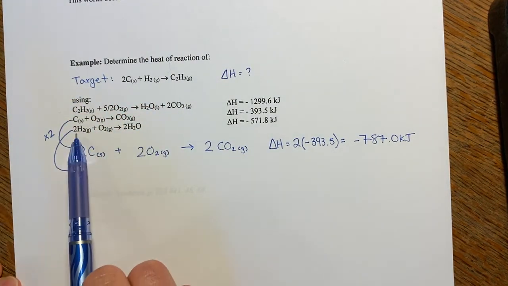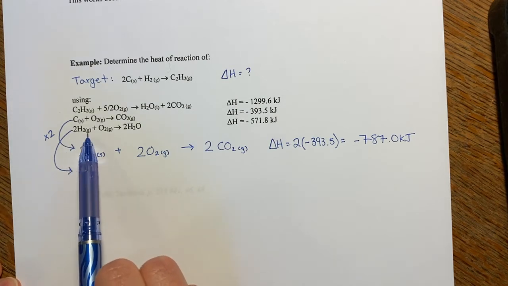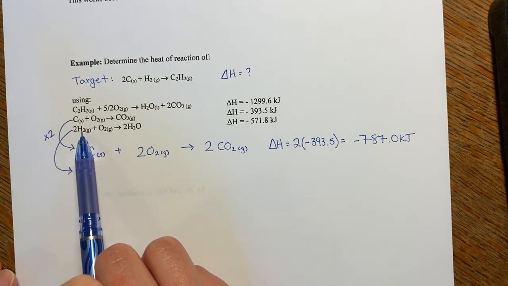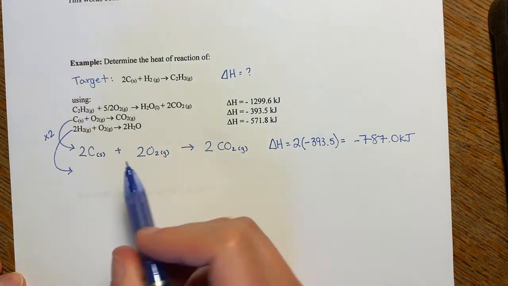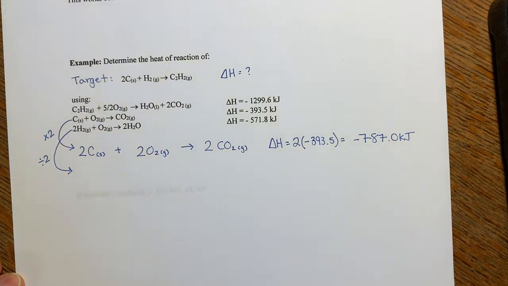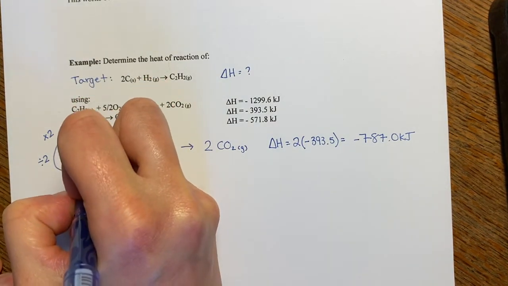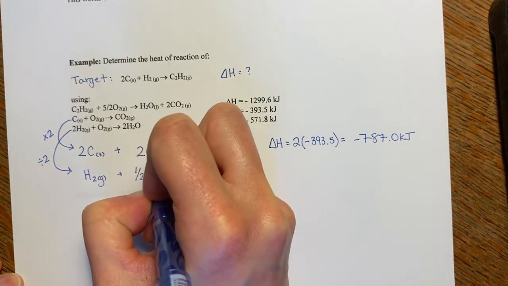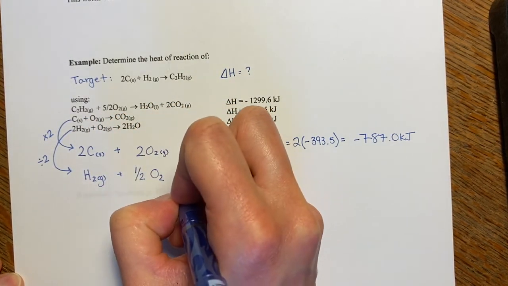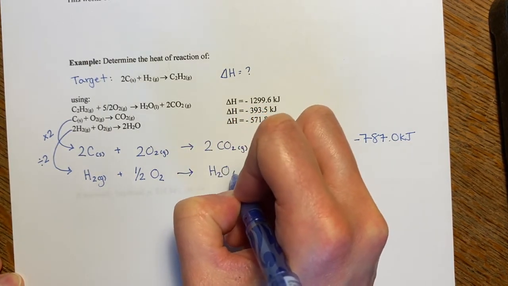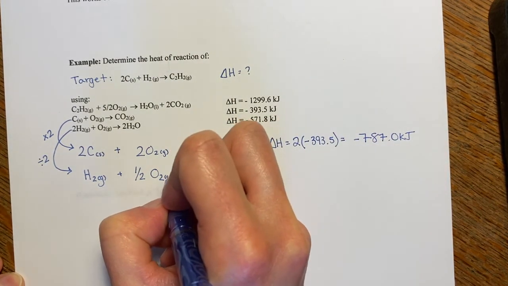When we look here in this equation, we have 2 H2, but we only want 1. So we need to change this equation by either multiplying it by half, or you can divide by 2. I find it a little bit easier to think about it as dividing by 2. So dividing by 2 would give us H2 gas plus 1/2 O2, giving us 1 H2O liquid.